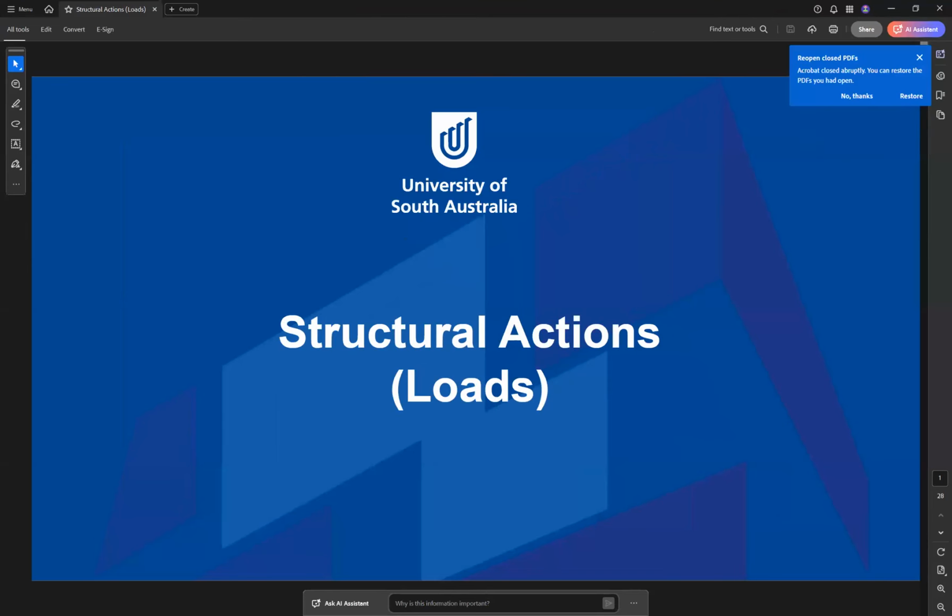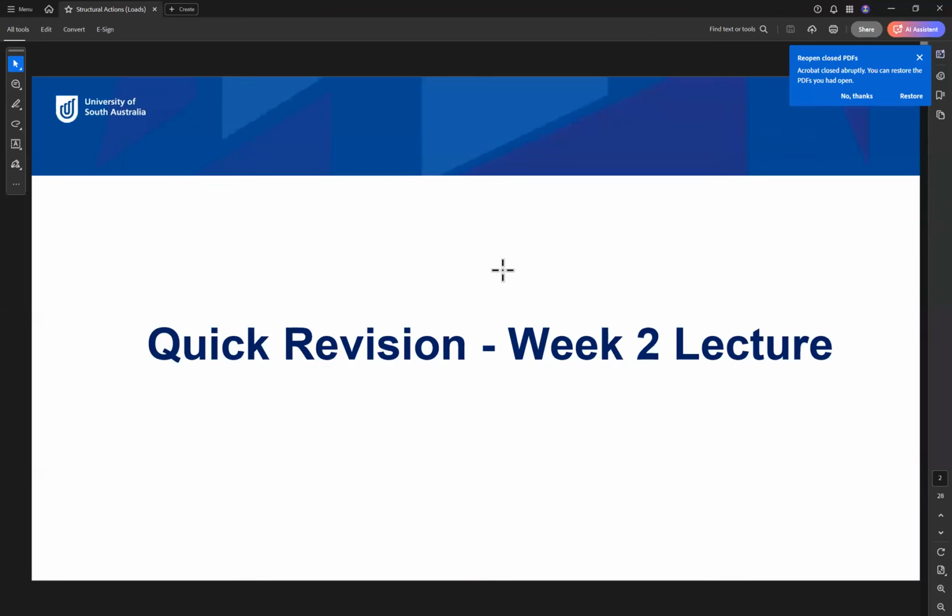We will continue on the structure actions, which we started last week, about the dead load and live load. This week, we will make a quick revision and then go through the live load. Let's start with the revision of some of the concepts we learned in last week's lecture, because these are important terms and important information we need to keep with us during the semester.